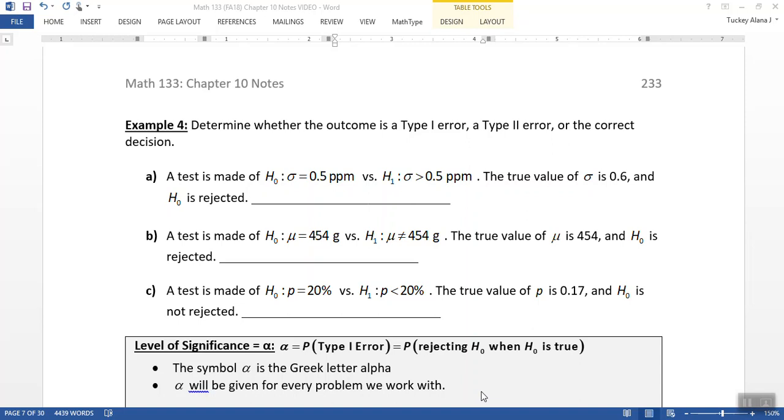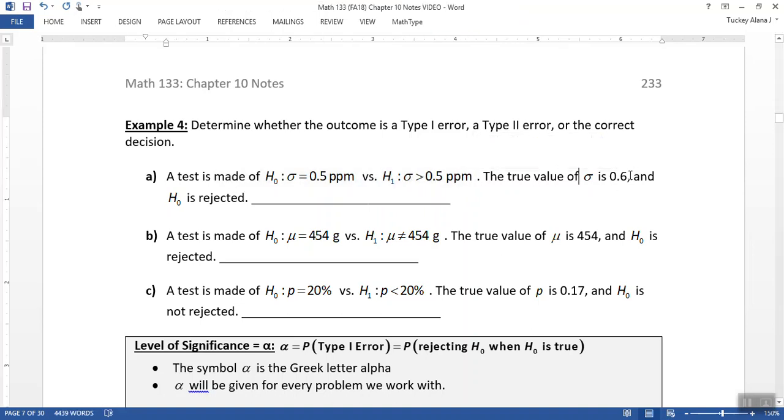So let's take a step back now and just look at some slightly less dire outcomes from type 1 and type 2 errors. A test is made of the null hypothesis sigma equals 0.5 ppm (parts per million) versus sigma is greater than 0.5 parts per million. Now the true value of sigma is 0.6. Think about what that means. If the true value is actually 0.6, then in reality H1 is actually true. And H0 was rejected. So now, did we make a correct decision, or do we make a type 1 error or a type 2 error?